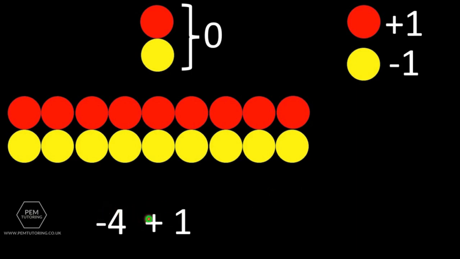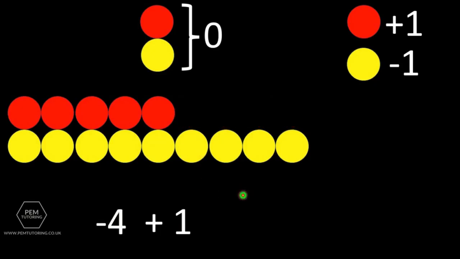Let's do -4 plus 1. So that means take away 4. So we're going to take away 4 red counters and then we're going to add 1 back. So that gives -3 because we have 3 yellow counters. Each yellow counter is -1. So that is -3. So whenever we have a negative number and then we add to it a positive number, we're still going to get a negative number. We're just moving to the right on the number line.